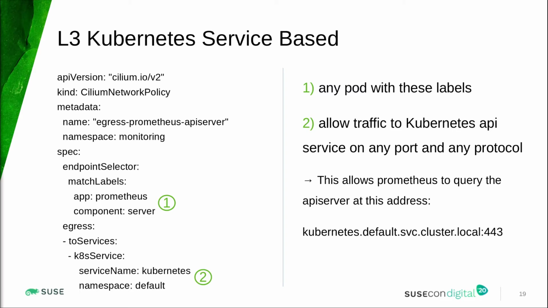We can also define policies to a Kubernetes service. Here we say that the Prometheus pods are allowed to communicate with a service named Kubernetes in the default namespace. So basically this is how you allow a pod to talk with the Kubernetes API.